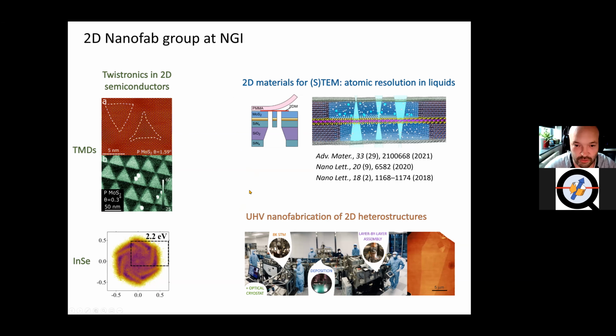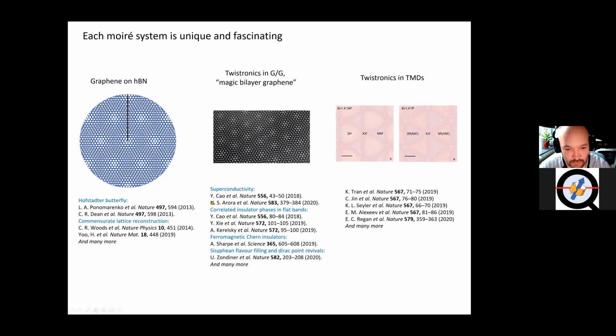So out of three directions, I think most suitable for this community would be the first one, and that is what I'm focused on today, but you're very welcome to ask me questions about the other two later. Now, probably most of you have heard about Twistronics, and it is now a very hyped and very large direction in 2D materials.